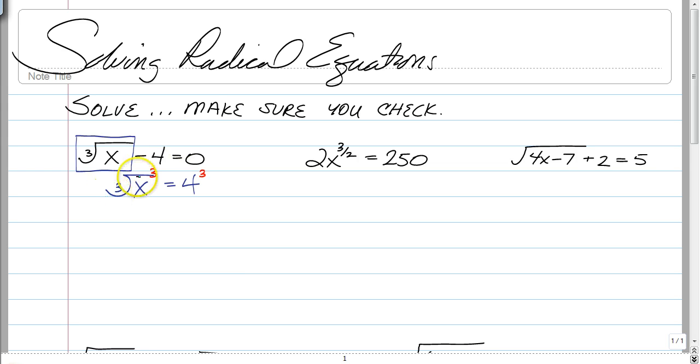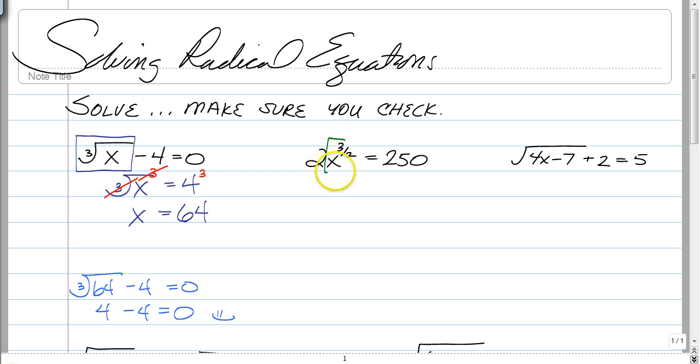That will make the cube root and the cube cancel each other out, and that's going to give you x equals whatever 4 cubed is. All you need is your calculator if you can't do it in your head, and you're going to end up with 64. Like I mentioned, you want to make sure you check. So you plug it back into the original equation. You're going to get the cube root of 64 minus 4 is equal to 0. The cube root of 64 is 4, minus 4 is equal to 0, and it works. So you're good to go. X equals 64.